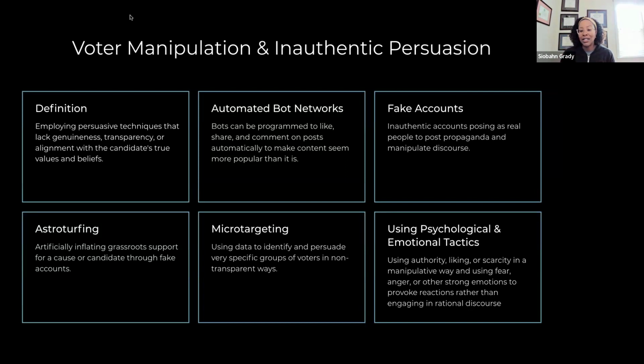And lastly, we've seen this one a lot too: using psychological and emotional tactics. Using authority, liking, or scarcity in a manipulative way, or fear. I don't want to point out too many things, but we really saw a lot of this with our last election. A lot of this happens quite a bit, and we know it will continue to happen because not only the presidential race, but elections in general are so important that people want to capitalize on them and have things go one way or the other. So we just need to be informed so that we can make the right decision when we're going to the polls and casting our ballots. All of these things you've probably seen happen at some point within your lifetime, and they're going to continue to happen with the spread and use of these artificial intelligence tools.